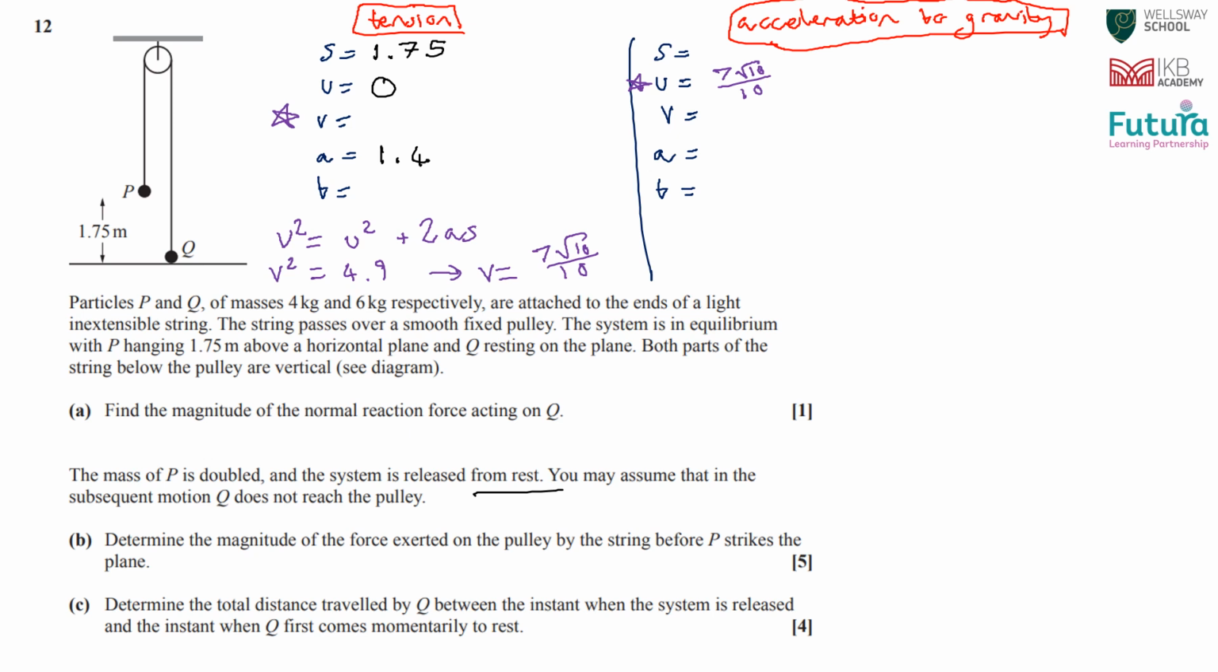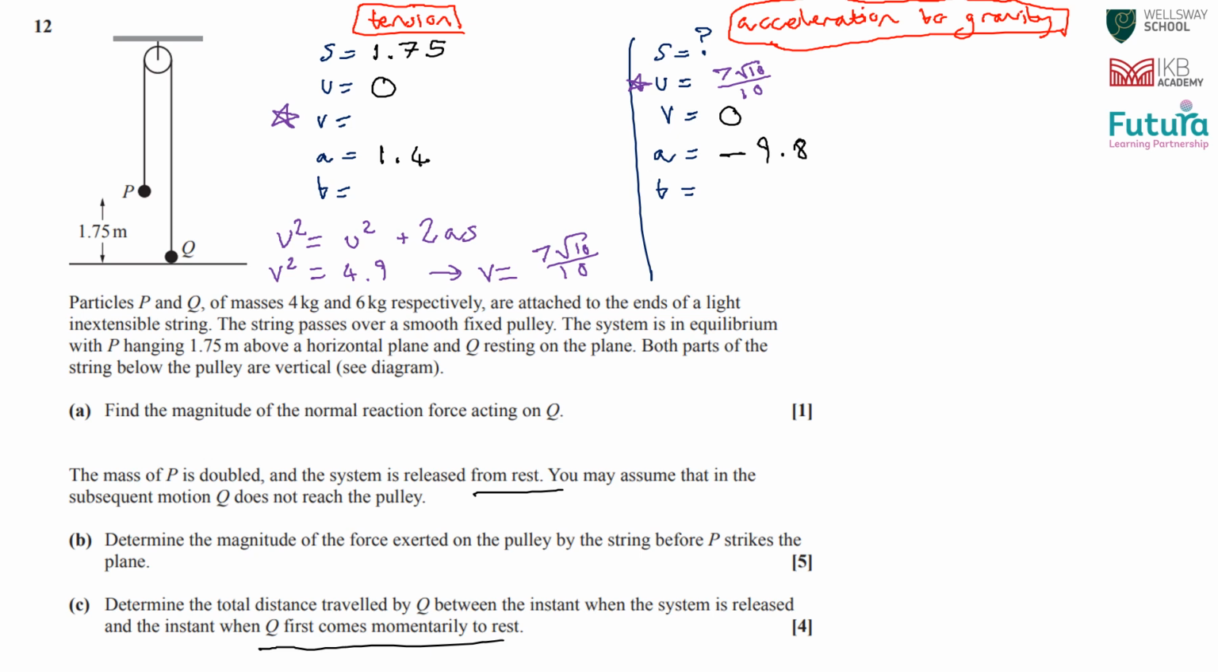What else do we know? We know that Q is going to come momentarily to rest. So when something comes to rest, its end velocity would be 0. We also know that the acceleration due to gravity is going to be minus 9.8, like that. And this then gives us enough information to work out S, the distance travelled.